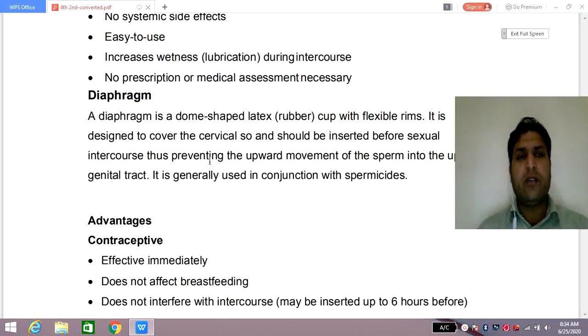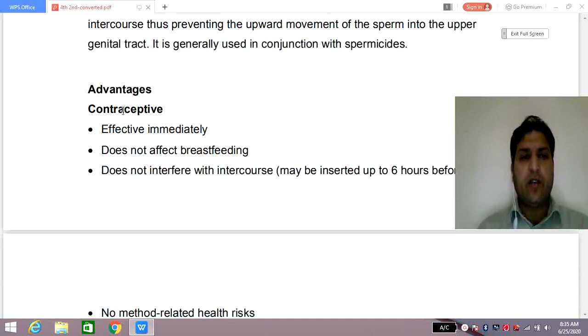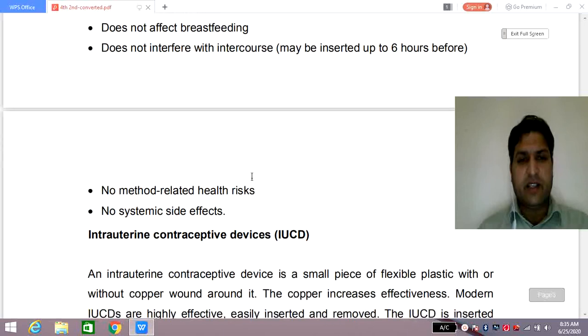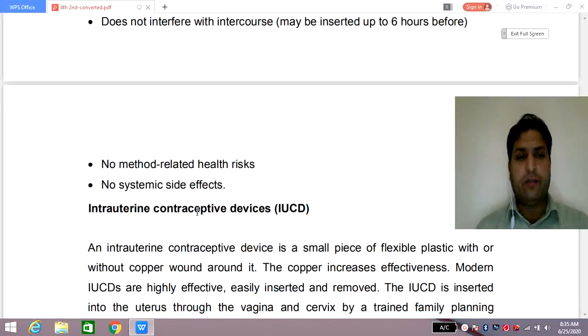It may be used along with some spermicides for the best result, and this has the capability to prevent the chance of pregnancy. But it's a dome shape, latex, covers the cervical region, and is to be used before sexual intercourse. Advantage point of view: effective immediately, doesn't affect the breastfeeding mechanism, doesn't interfere with the intercourse. No method-related health risk, and no systemic side effects. This is very important. So this was about the diaphragm.